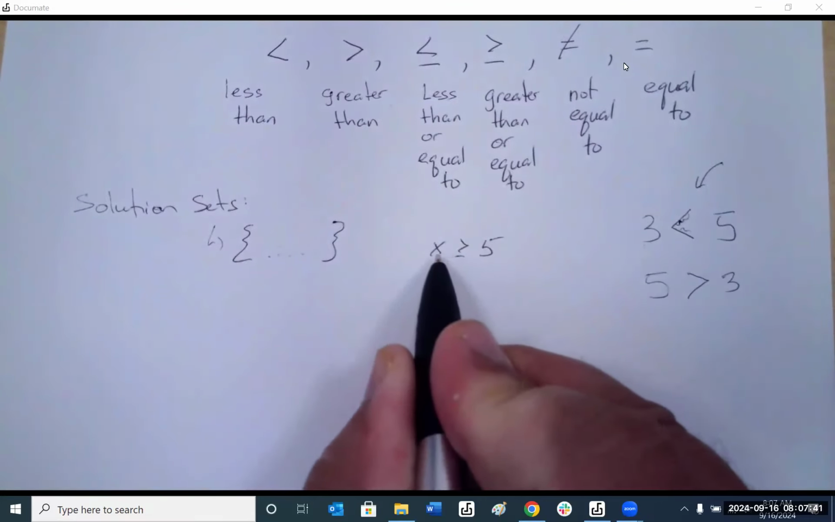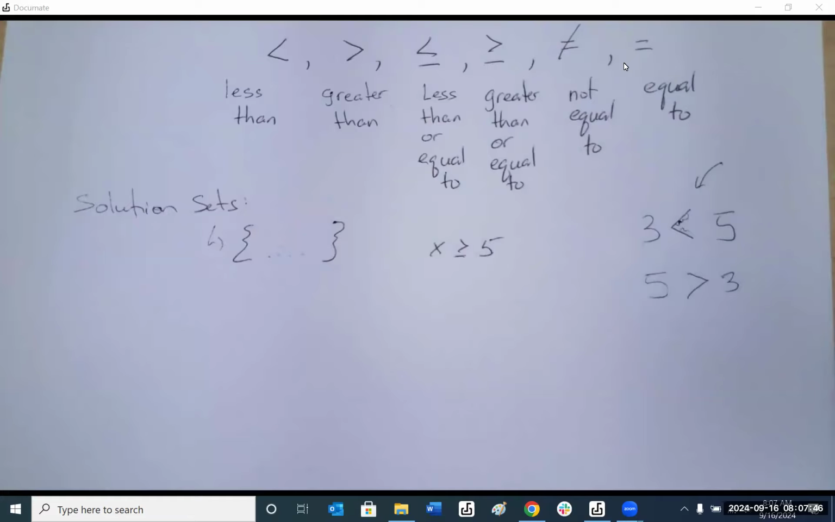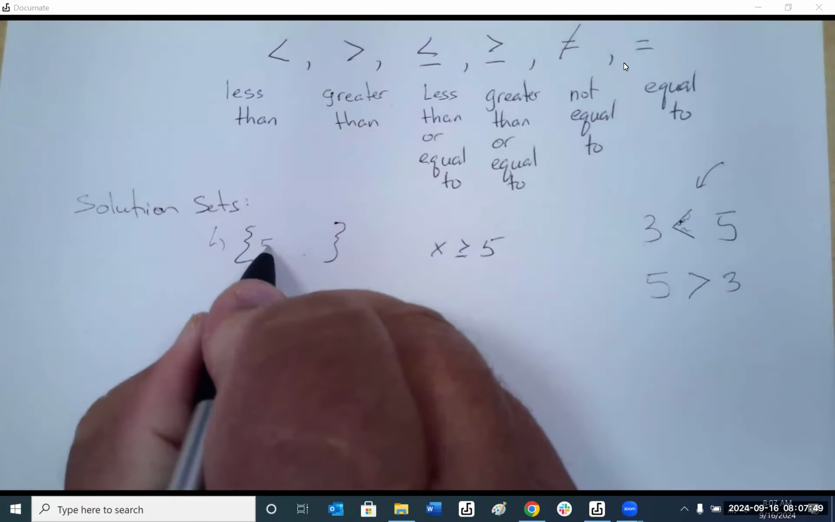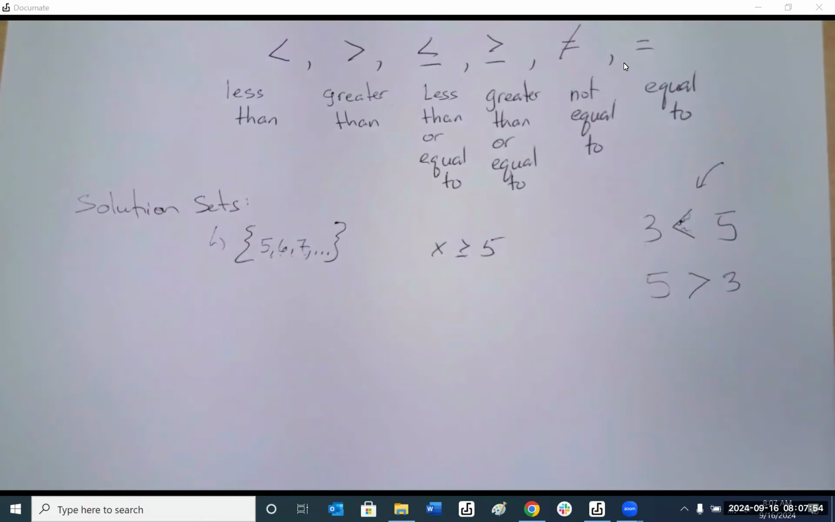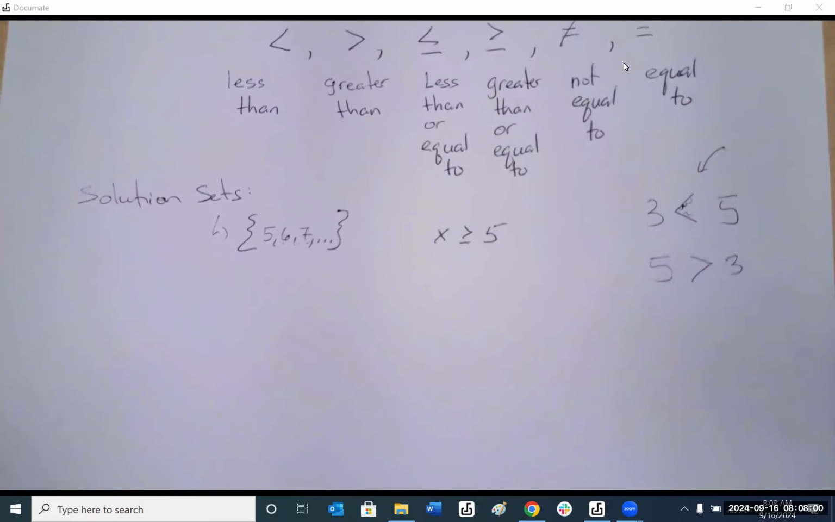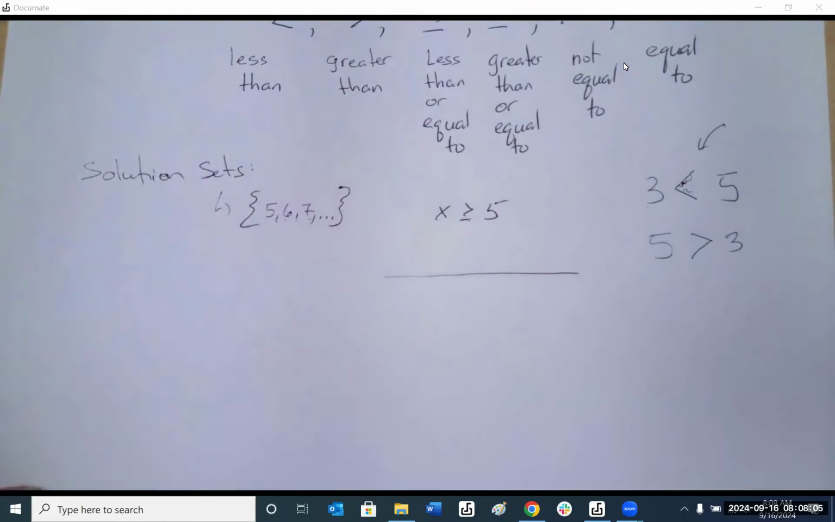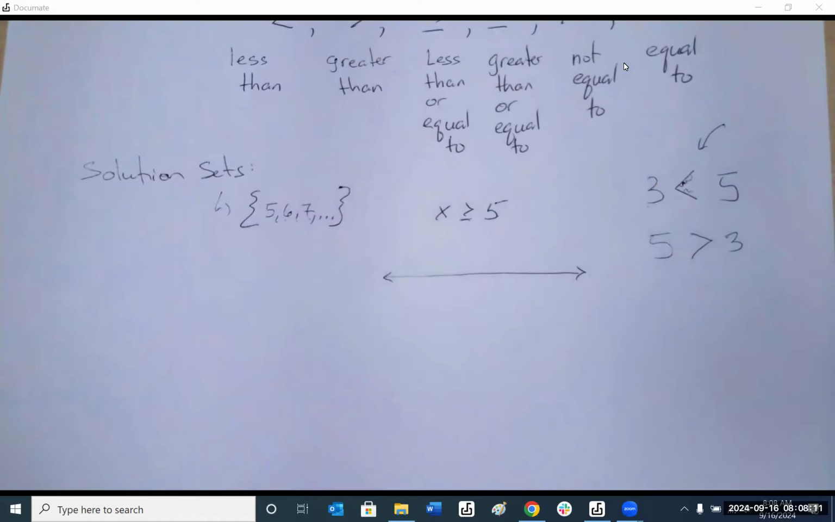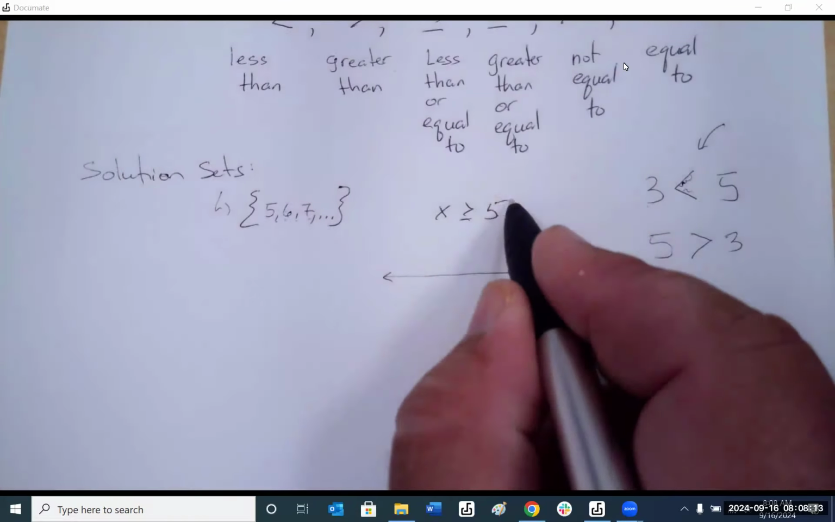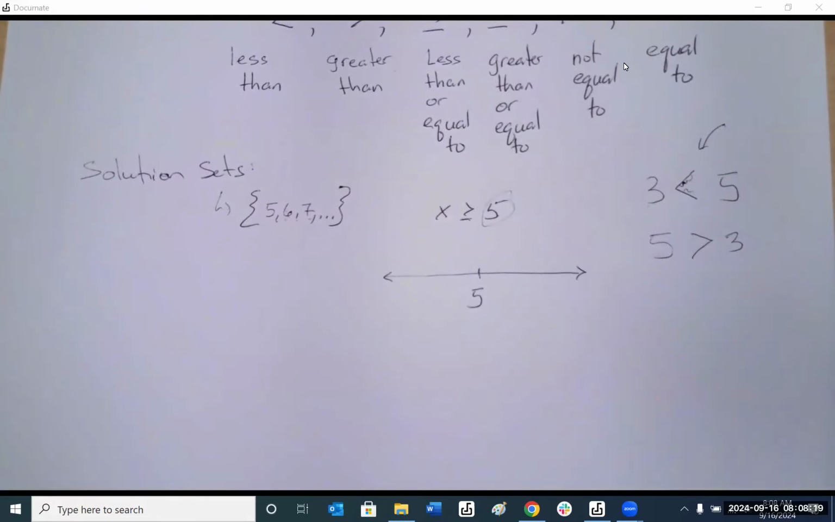What this one says is this: x can be any number greater than 5 or equal to 5. So it could be equal to 5 or greater than 5, going to infinity. So that's my solution set. It's an infinite number of numbers. How would we graph it? Remember, all we have here is the x-axis. The only number we have is 5, so we put 5. How do we represent it via graph?